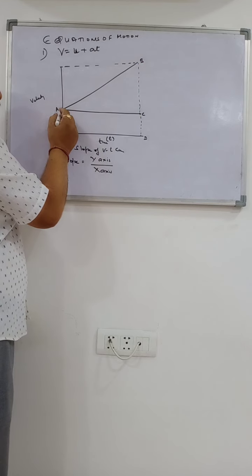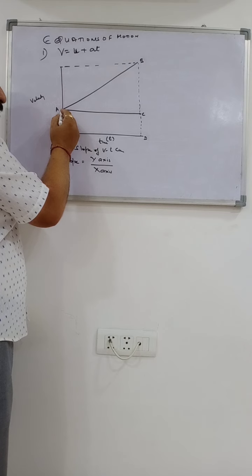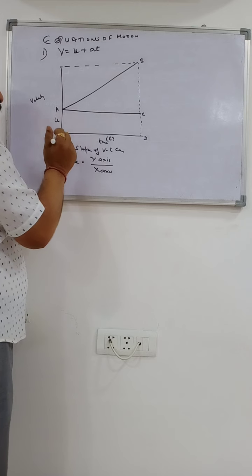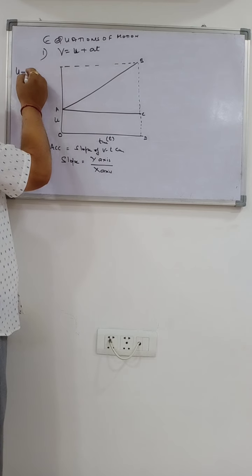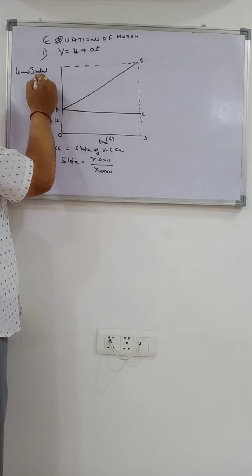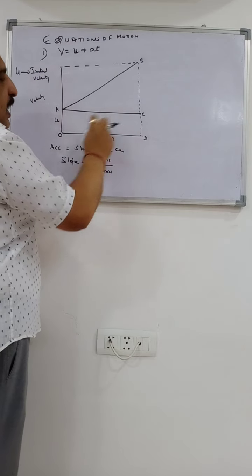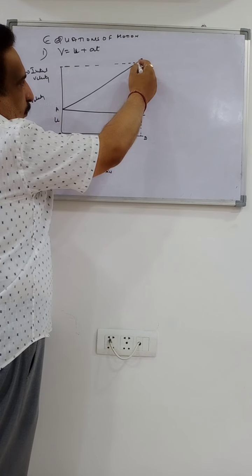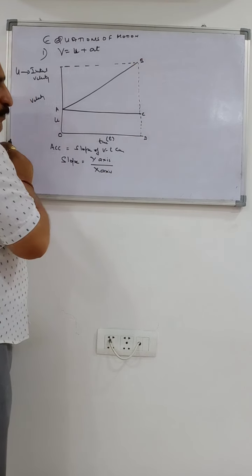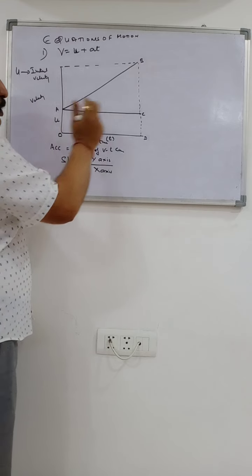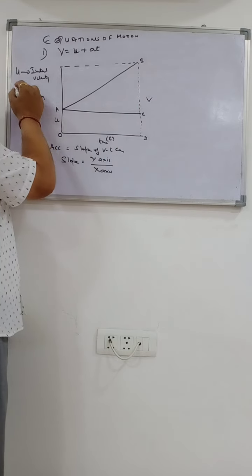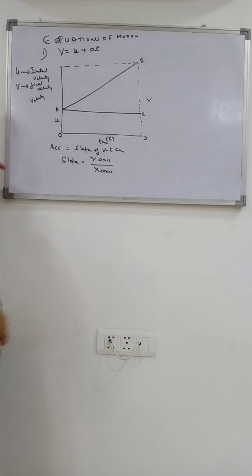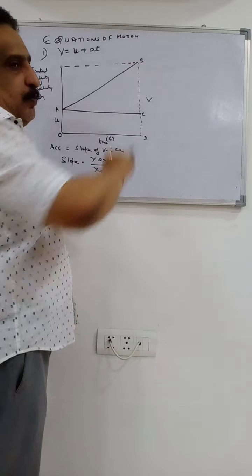Now, this is the point. This is the velocity at which the body starts. We have considered the velocity from here, so this will be U. U is the initial velocity. After time t, this is the final velocity, CD. This is U, this is V. Let V be the final velocity up to point B.